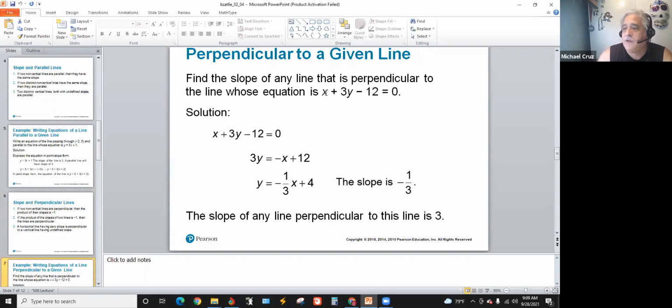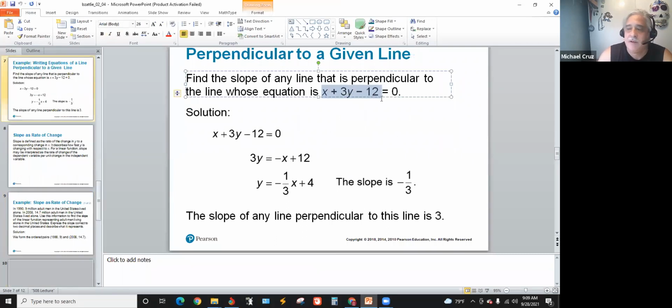We've got this equation here. This is what this textbook calls the general form. What we have to do is find the slope of it if we want to come up with a perpendicular line. Once we solve for y, we get y is equal to -1/3 x plus 4. So the slope, the value in front of the x, is -1/3.